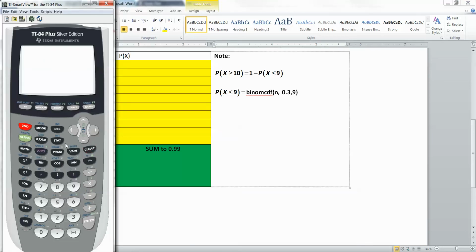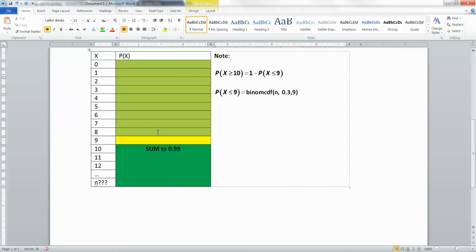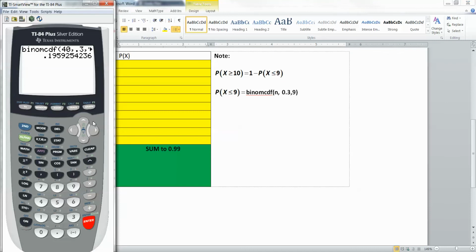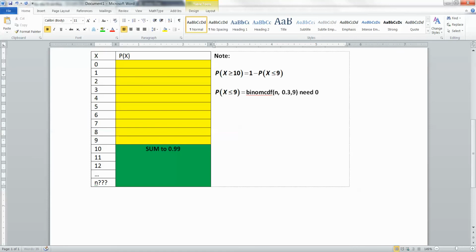So you go, okay, distribution menu, binom CDF is letter B on my calculator. Different calculators have it in different places. And you'd say, okay, I'm going to try 40. Let's try 40. So if I try 40 and I say 0.3 and I try 9, because I'm trying to get it to add up all these yellow probabilities up to 9 and including 9, I get 0.19. All right, that's no good. I need it to be 0.01, right? I need this to be equal to 0.01. So you try different values of n till you get the right one.